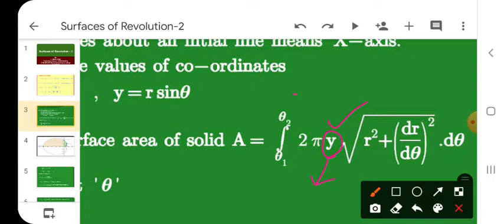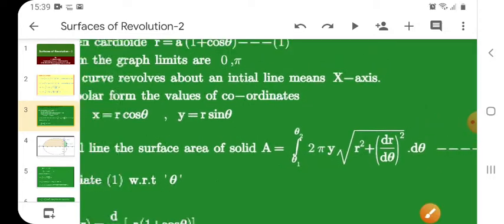In polar form, the integral values are theta 1 to theta 2. 2 pi is constant and common in all formulas, and this is the formula for polar form. And we should write here f of x or f of y. When the curve revolves about an x-axis, we write f of x. Similarly, here also the curve revolves about an initial line. Initial line means x-axis, so I write f of x. What is f of x? F of x means y, so I write y.